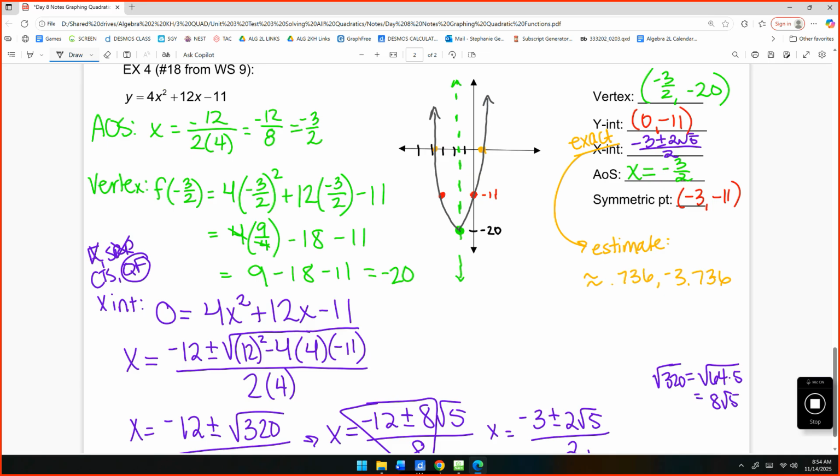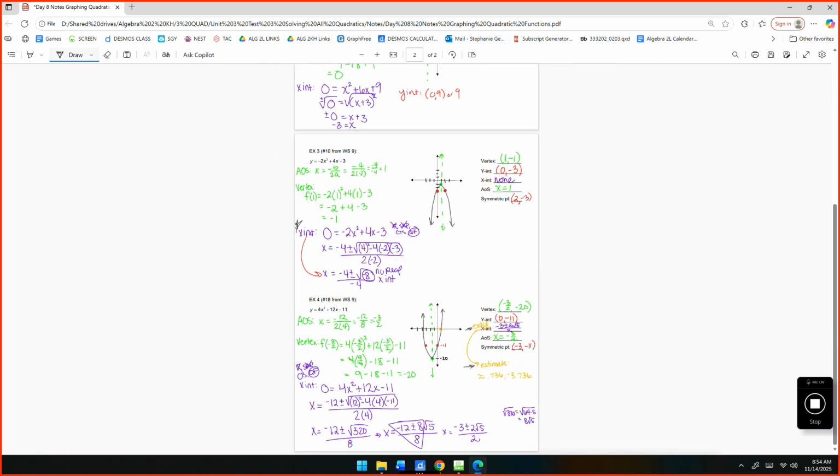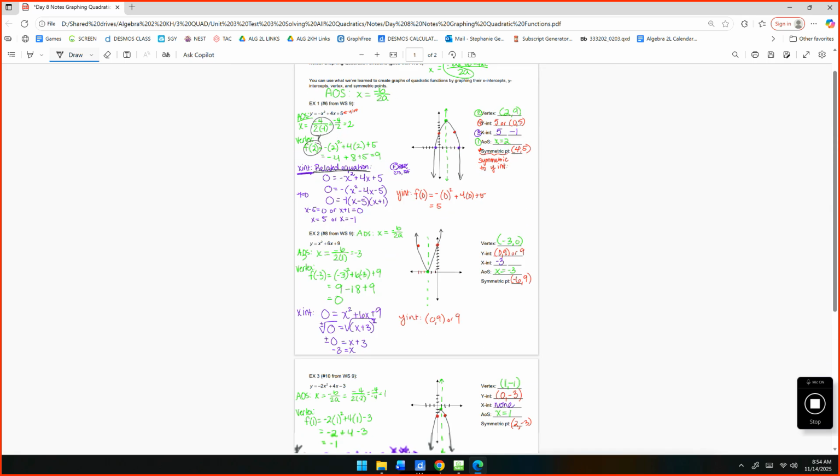So like, let's say on the test, you had a question like this, and there was a blank that said exact, and there was a blank that said estimate. The exact is the one you can't graph. It's the one with the square root. The estimate is what you type in so you can get an eyeball where to put that. Okay? That's the last one, right? Okay, so you now have one example of every type that you're going to see on worksheet 9. Okay?